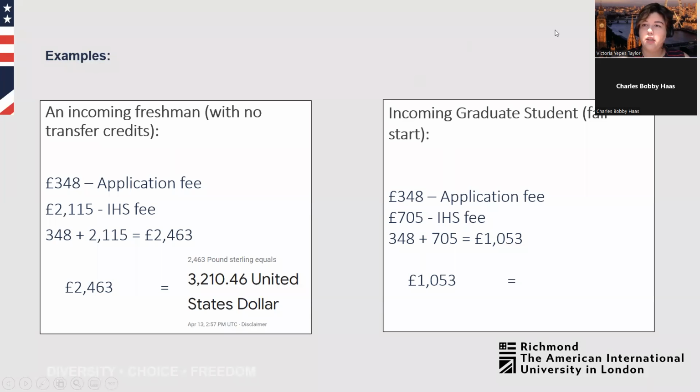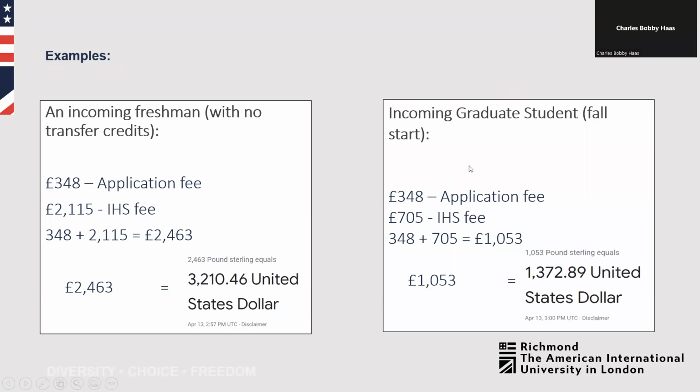I have a second example here. So for example, an incoming graduate student with a fall start, because there is a difference between fall and spring. So fall application fee, 348, same thing. IHS fee 705, so 1,053 pounds, equivalent to about 1,400 US dollars, because the graduate program is shorter. So those are two examples. Neither of them may be exactly your case, but you likely fall in between these two.